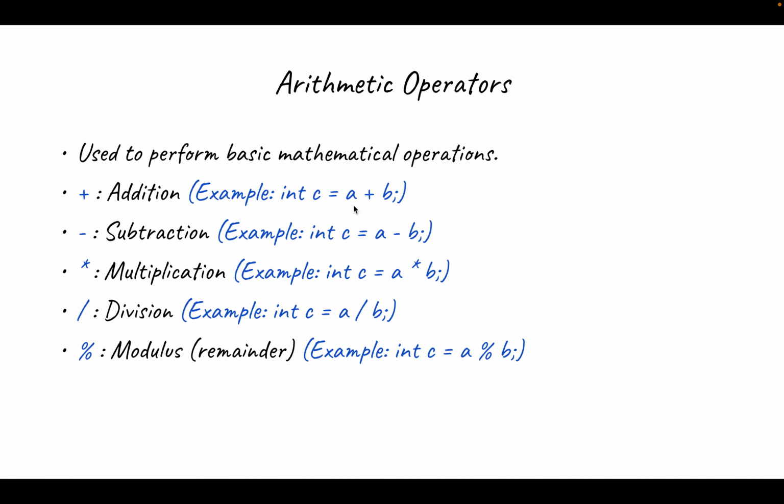These are the examples. This is variable int c and this is the operation of addition, a plus b. Same, this is for subtraction, this is for multiplication, this is for division to get the quotient of two numbers, this is for modulus to get the remainder of two numbers.